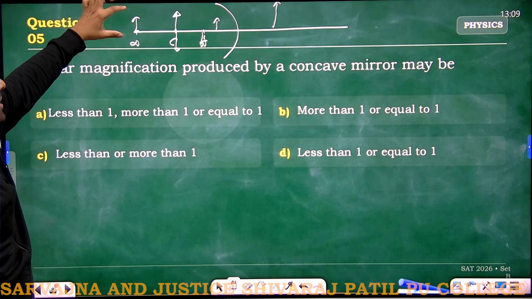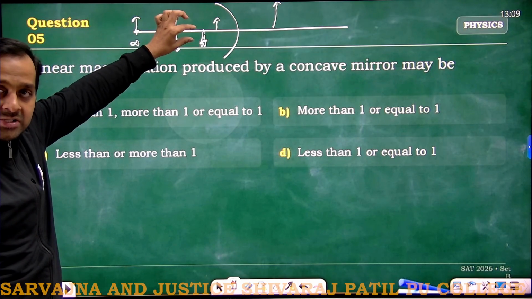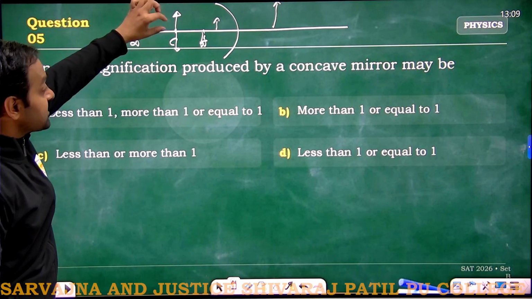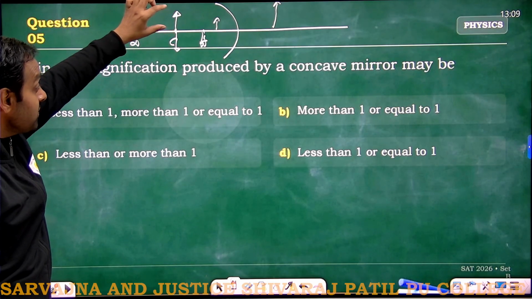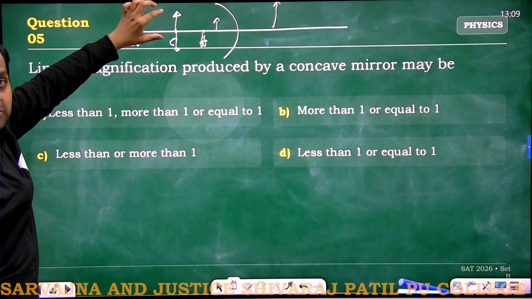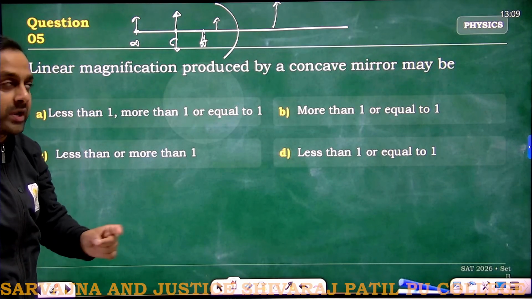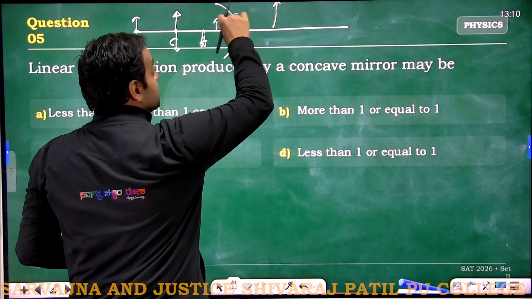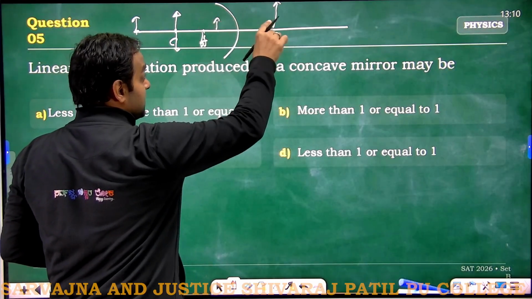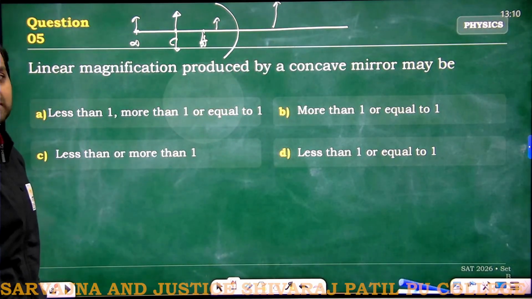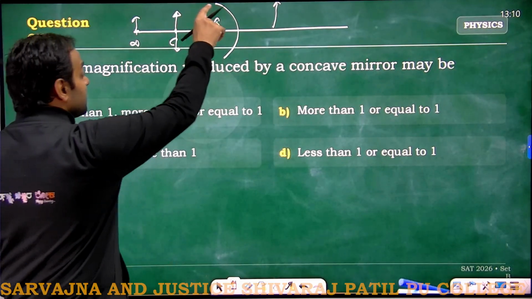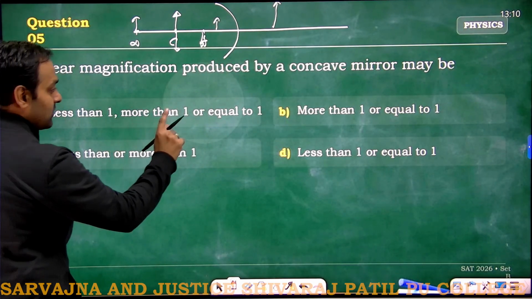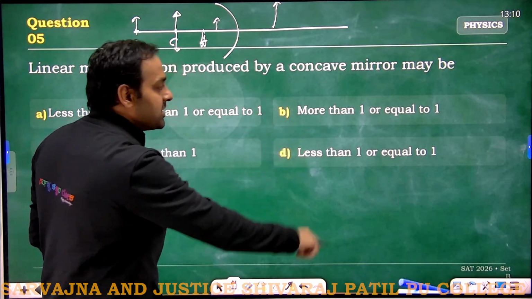So what is happening to magnification? If it is far, the image is diminished, which means the magnification is less than 1. If it is placed at the center, v by u are both the same, so the magnification becomes equal to 1. If you keep it inside f, the image size is large, the object size is small, so v by u will become more than 1. So in a concave mirror, all are possible: less than 1, more than 1, and equal to 1.